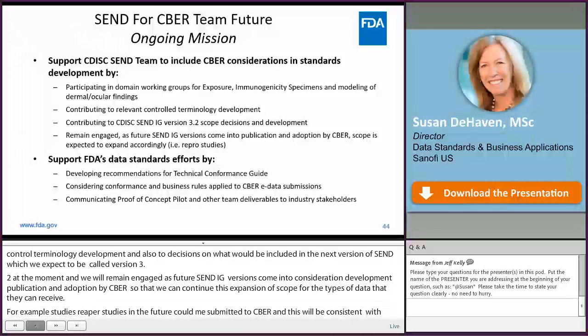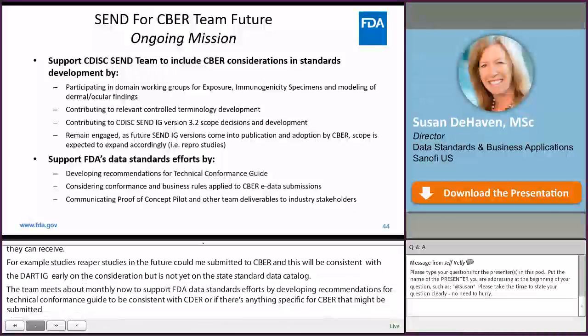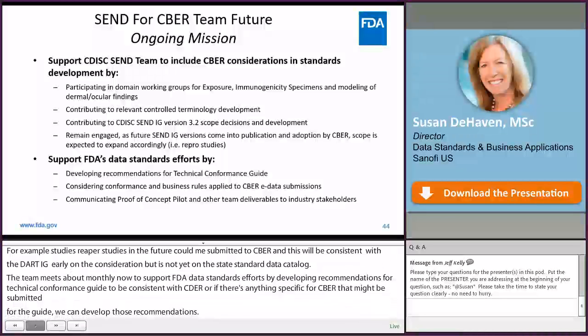The team meets about monthly now to support FDA data standards efforts by developing recommendations for a technical conformance guide to be consistent with CDER, or if there's anything specific for CBER that might be submitted for the guide, we can develop those recommendations. We also consider the conformance and business rules that will be applied to the CBER e-data submissions, and we'll continue to communicate the proof of concept pilot outcomes and other team deliverables to industry stakeholders.